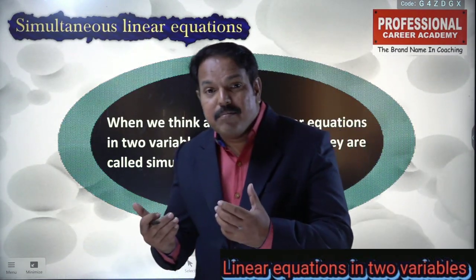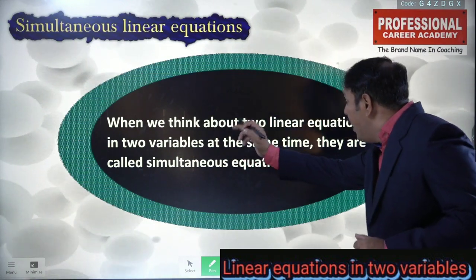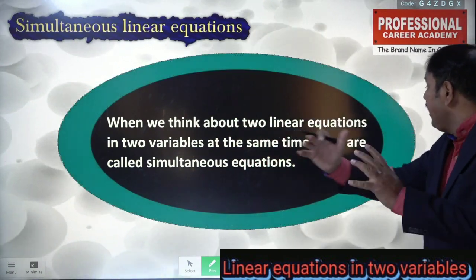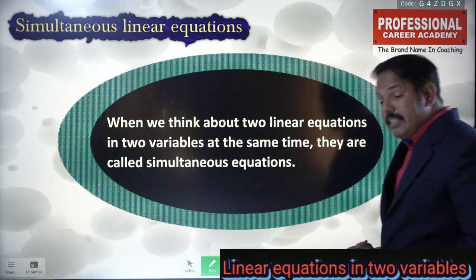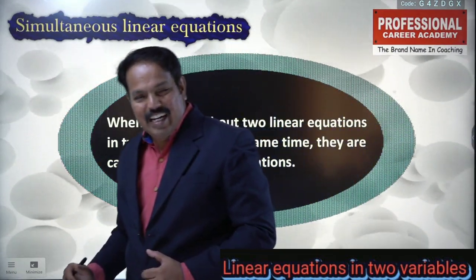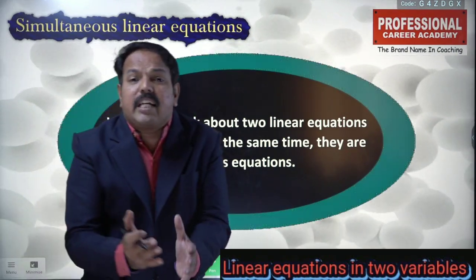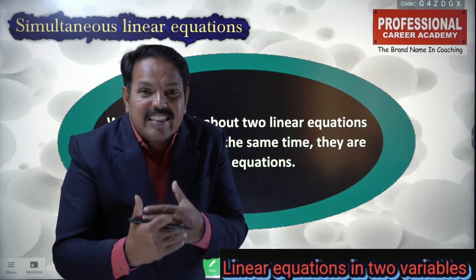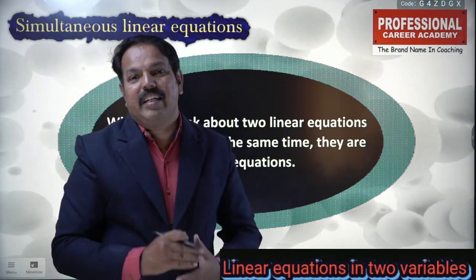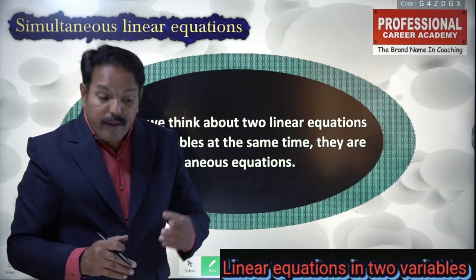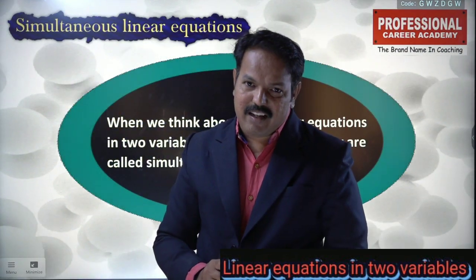Simultaneous means at the same time. So what is meant by simultaneous linear equation? Remember, when we think about two linear equations in two variables at the same time, they are called a simultaneous equation. If we consider two different linear equations in two variables and solve them simultaneously, it is called a simultaneous equation. So in this chapter, we have to study simultaneous equations.